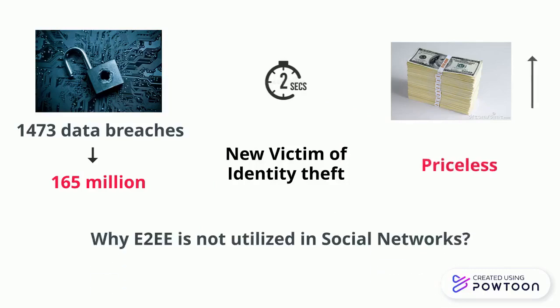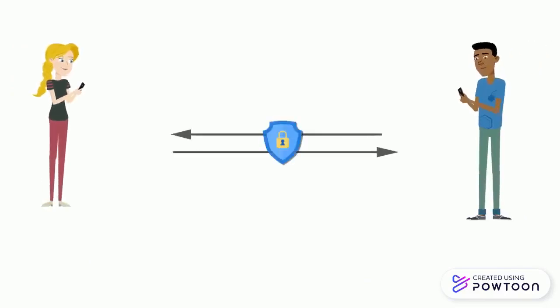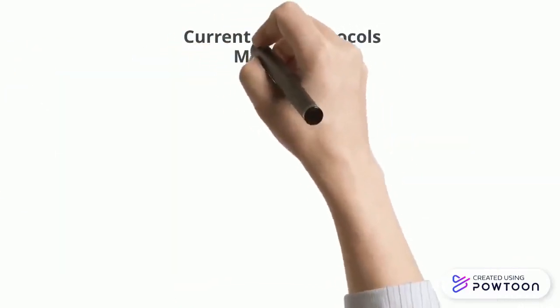So why is end-to-end encryption not utilized in social networks? For many years, Alice and Bob have been relying on secure end-to-end encryption protocols for their communications. They have used various end-to-end encryption protocols, such as MTProto for Telegram, Signal for WhatsApp and Signal, the iMessage protocol, the Skype protocol, and many more. All these protocols have one thing in common.